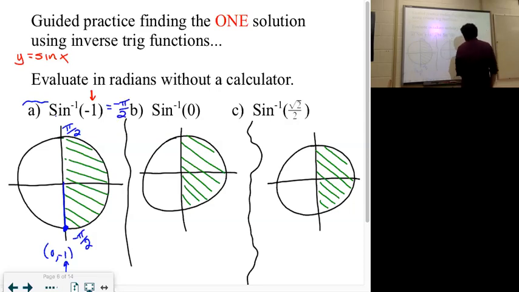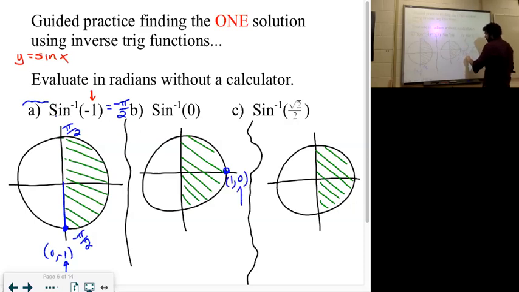Inverse sine of 0, same thing. We're looking at what angle measure has a sine equal to 0. So I'm going to go around my circle, and I know that at this coordinate point (1, 0), my y is 0. So that would be this angle right here. Then I can say that the angle in that shaded green interval, which is the defined interval for the inverse sine function, is 0 radians.